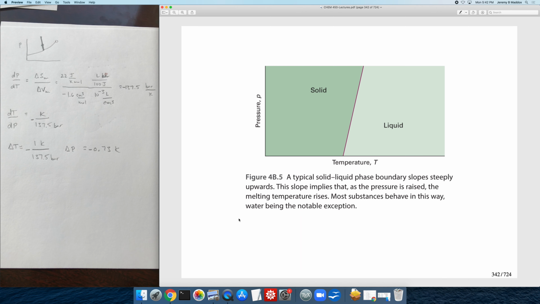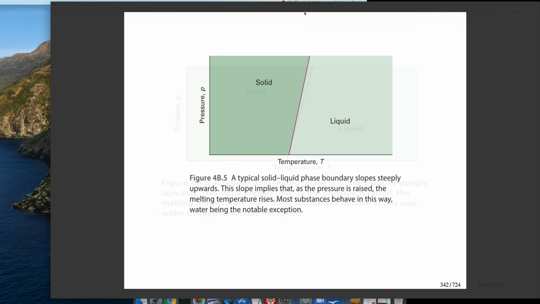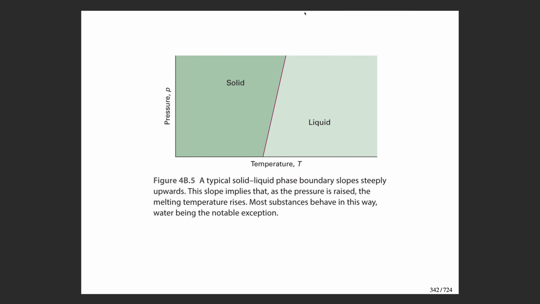This is a diagram for a typical substance. This is what the solid-liquid diagram would look like for CO2, for example. You'll notice that instead of having a negative slope, it'll actually have a positive slope. And again, the reason for this is that typically the solid has a smaller molar volume than the liquid. But for something like water, it's the other way around. And instead of the curve leaning to the right, it leans to the left.